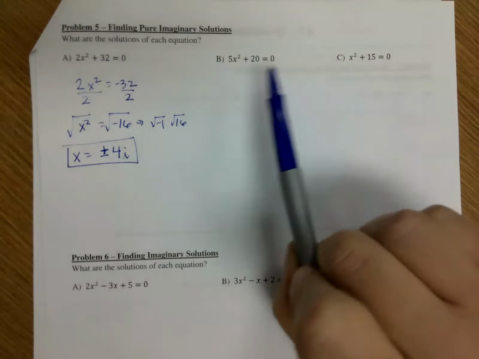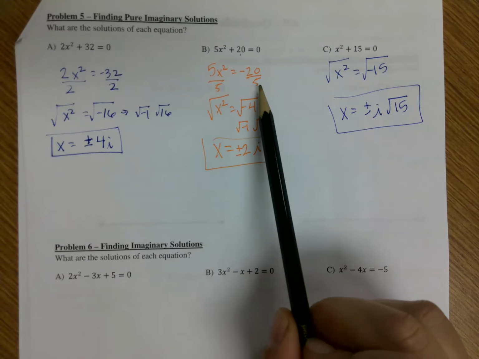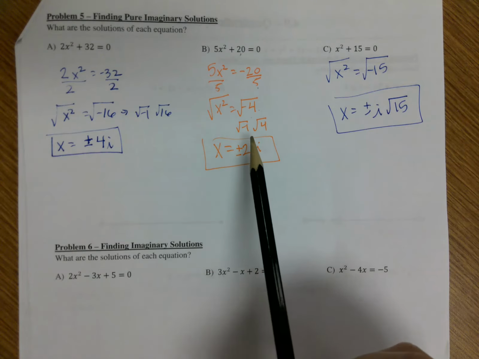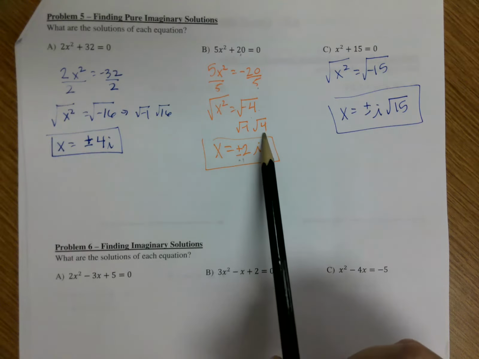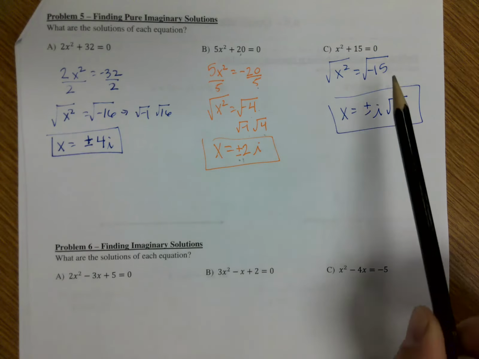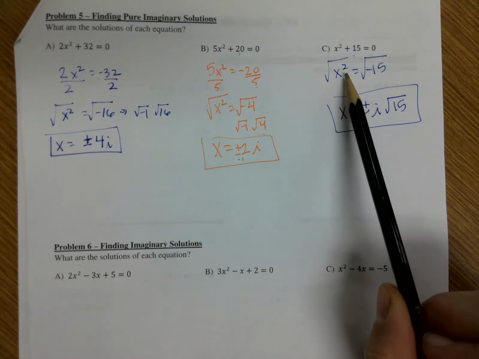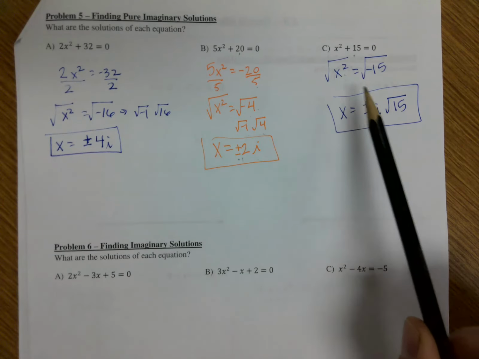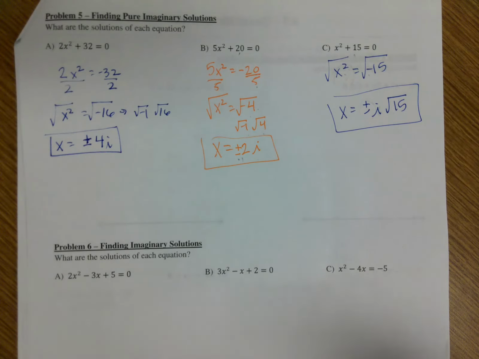I want you to try to do these two right now. So here you subtract the 20, divide by 5, take the square root. Again, there should be two answers here. And square root of 4 is 2, square root of negative 1 is i. Here, subtract the 15, take the square root. So positive, negative, whenever you take a square root of something, there's two answers that x could be. Now I have my i because it's negative, and I can't simplify the square root of 15.